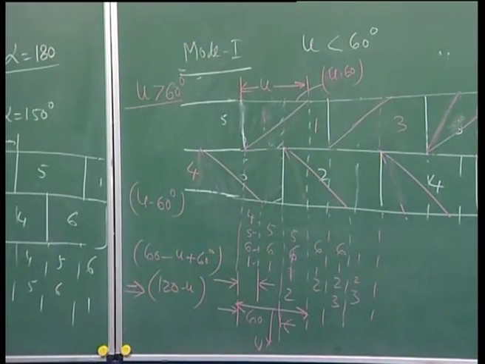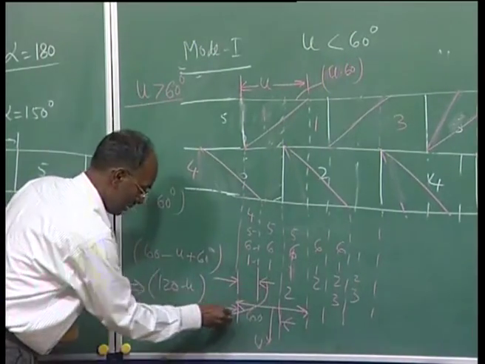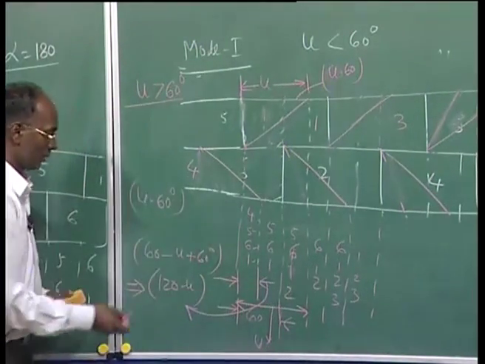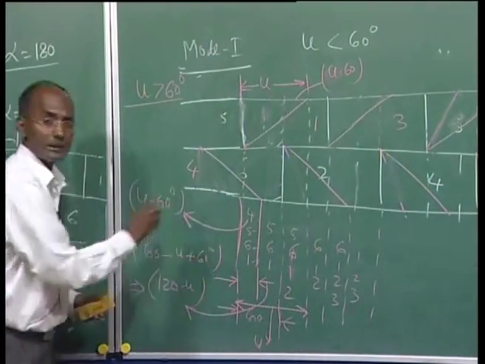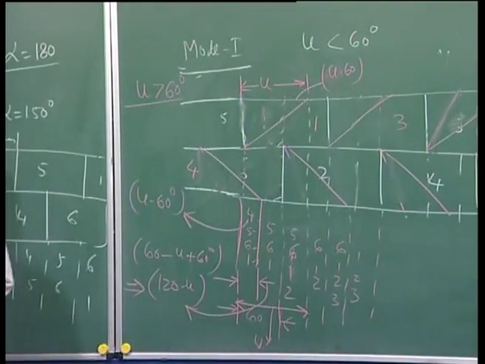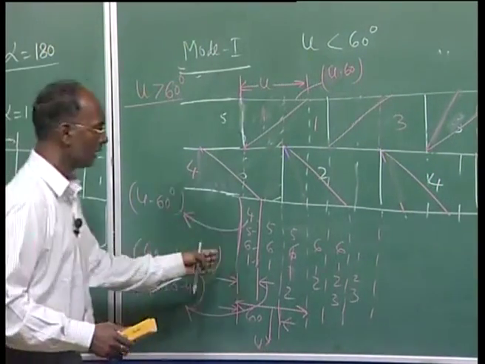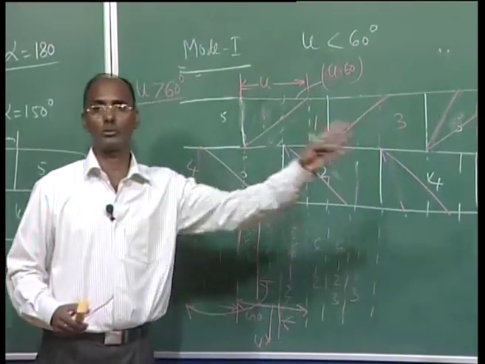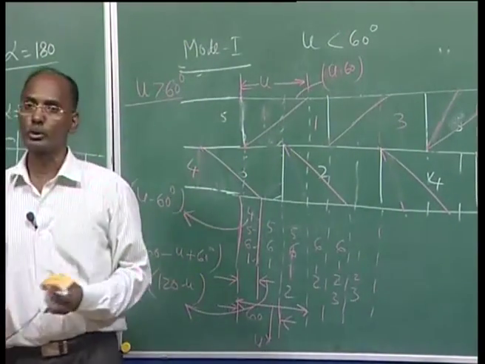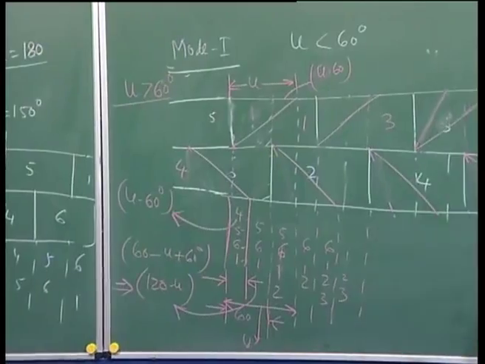So, in the 3-4 valve conduction mode, this period is your 120 minus u, and this period here is your u minus 60 degrees, and the pattern will follow. This is symmetrical: 3, then 4, then 3, then 4, then 3 and so on. So, this is your mode 2 case, which is going to happen.